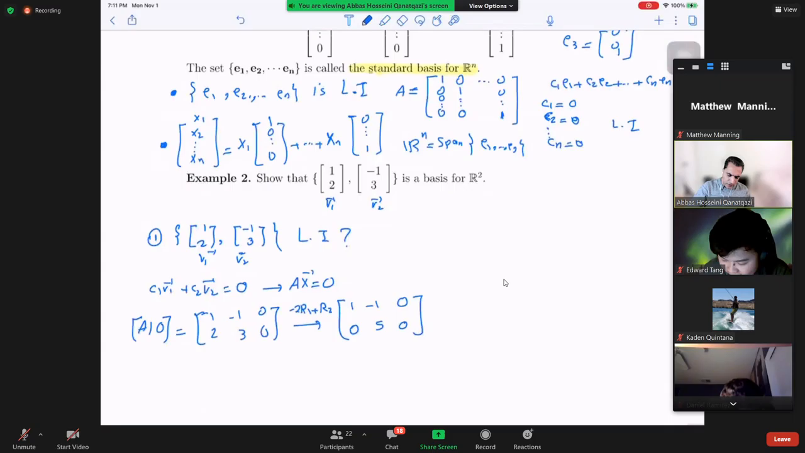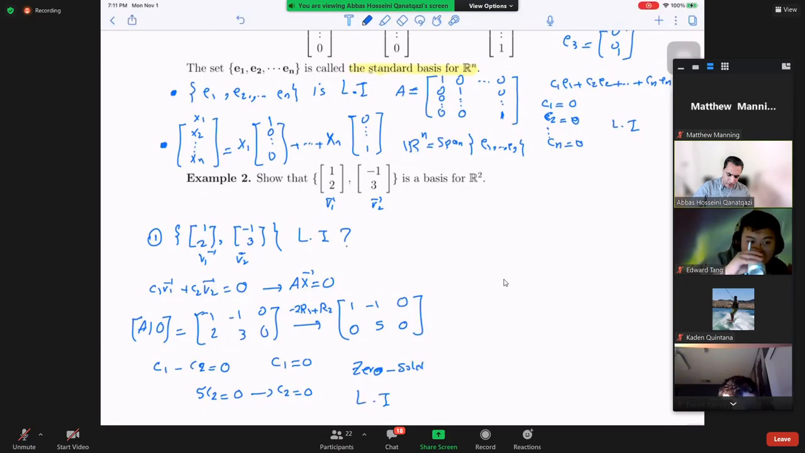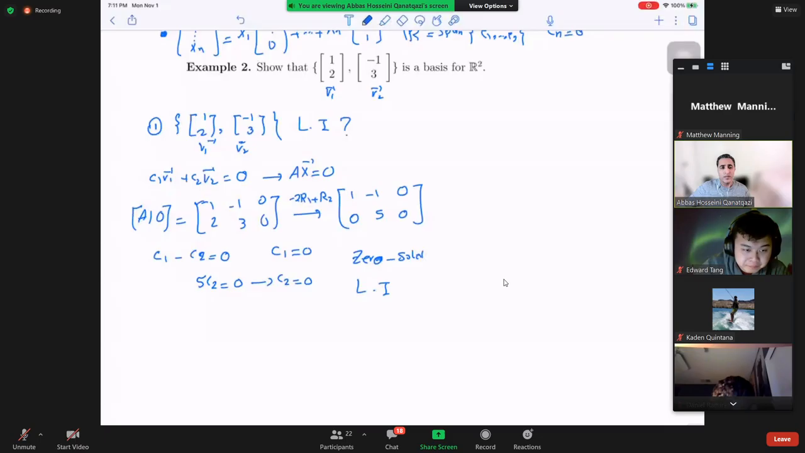So if we write the equations, it means that c1 minus c2 equals 0, and then 5 c2 equals 0, so c2 equals 0. If we plug it back into the other equation, c1 equals 0 as well. So we have only the zero solution, so they are LI. It means that condition number one is satisfied, all right. Number two, we need to show that, let me write it here.